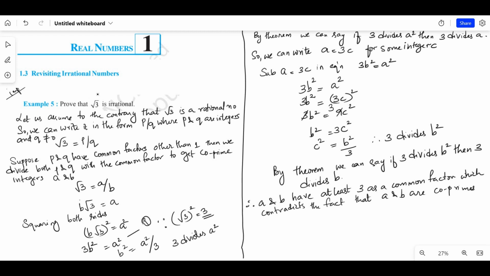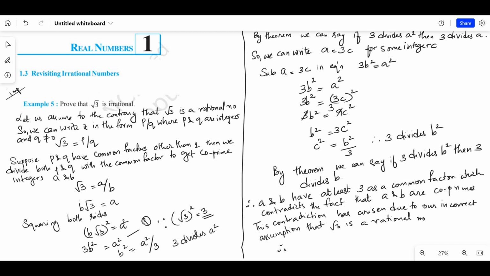This contradiction has arisen because of our incorrect assumption that root 3 is a rational number.